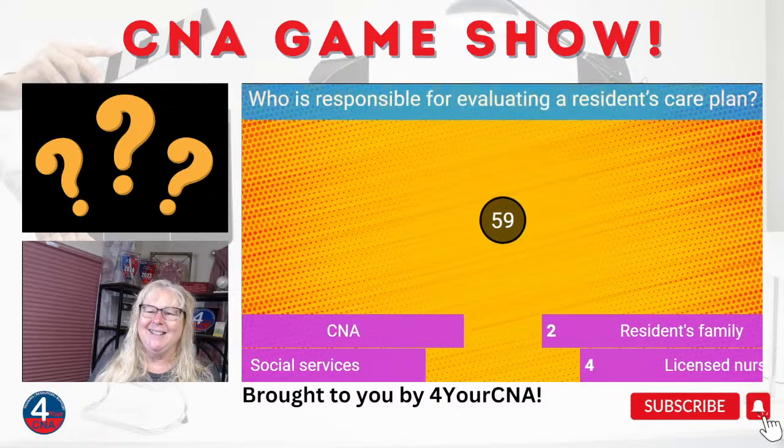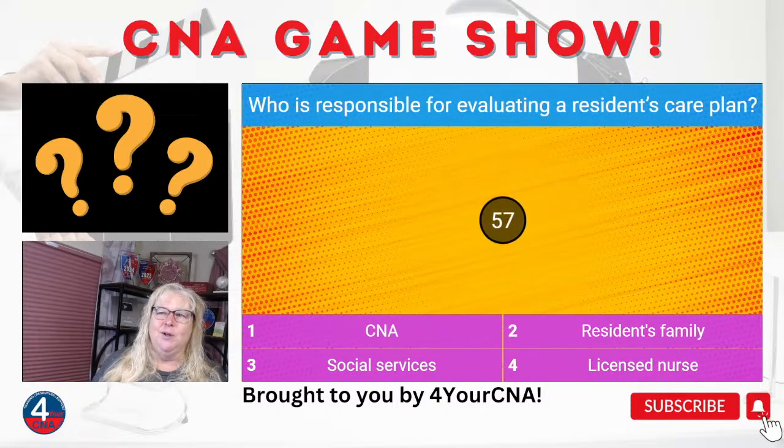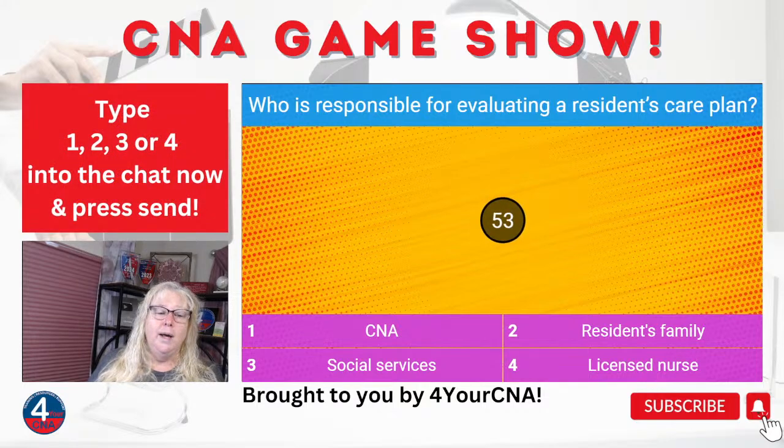I hope it is. Who is responsible for evaluating a resident's care plan? 1, the CNA. 2, the resident's family. 3, social services. Or 4, the licensed nurse.